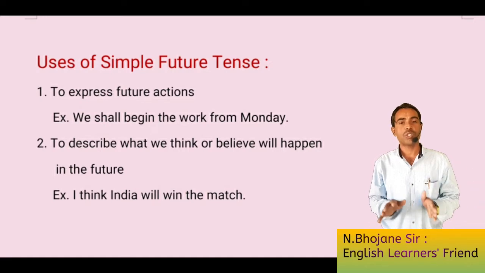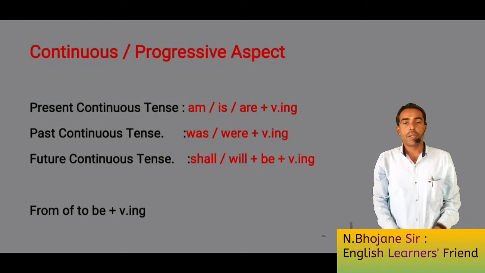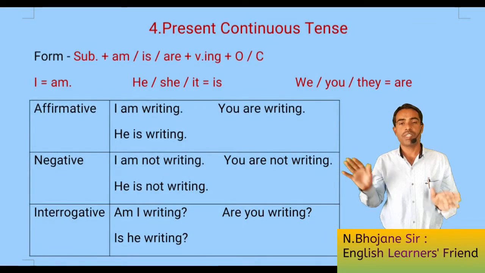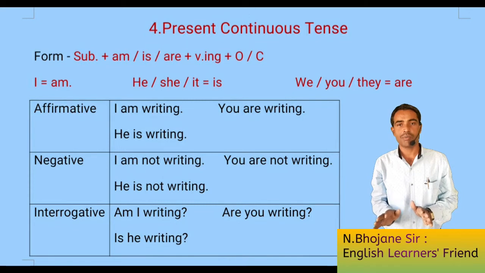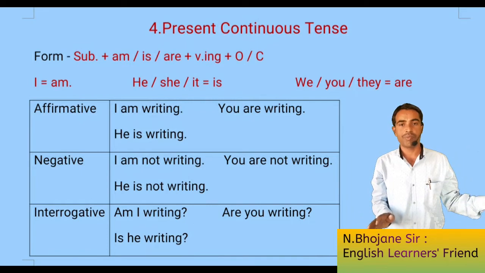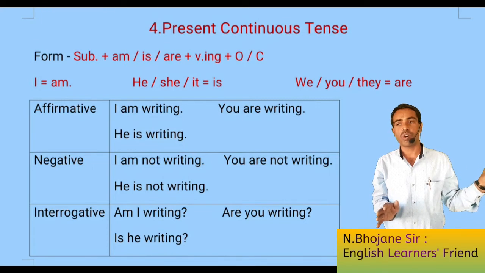Continuous or progressive aspect. Continuous tenses are also called progressive tenses. Present continuous tense. Look at the form: subject plus am, is, are plus verb ing plus object or complement. If the subject is I, use helping verb am. If the subject is he, she or it, we use is as a helping verb. If the subject is we, you or they, we use helping verb are.